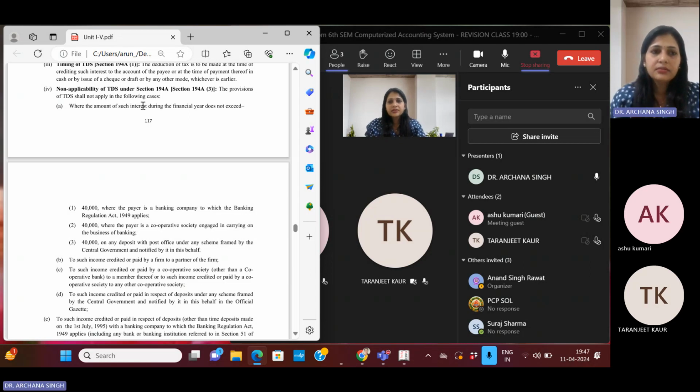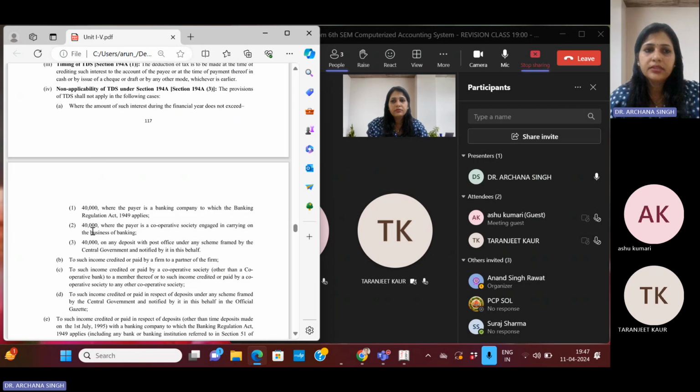First one, where the amount of such interest during the financial year does not exceed 40,000 rupees, where the payer is a banking company to which the Banking Regulation Act 1945 applies. So if the payer is a bank coming under the Banking Regulation Act 1945 and the amount does not exceed 40,000 rupees during the financial year, then TDS will not be applicable.